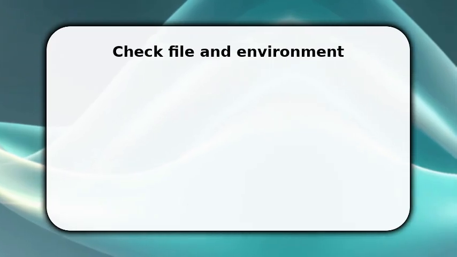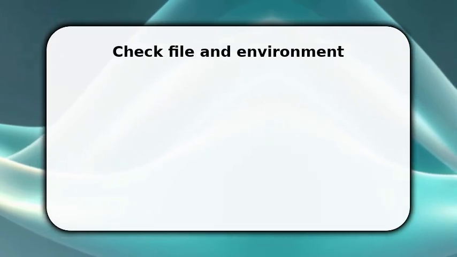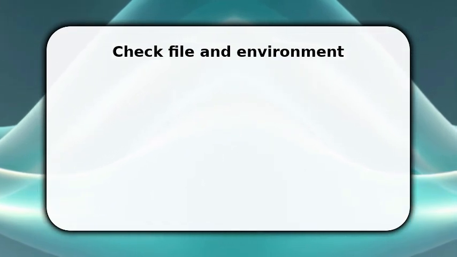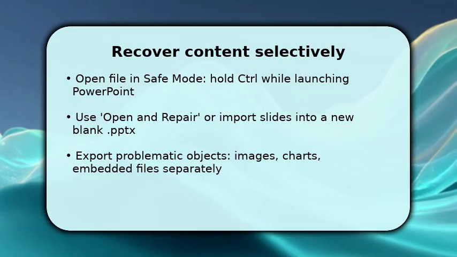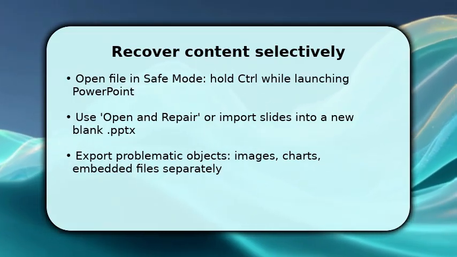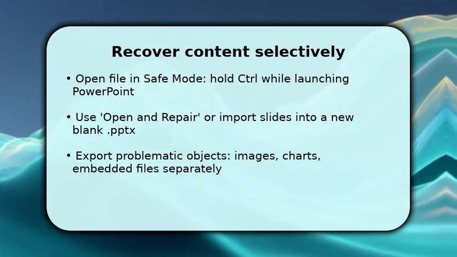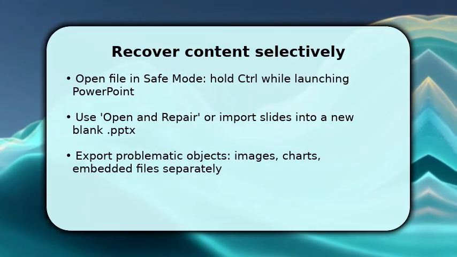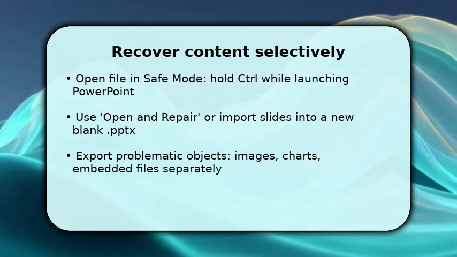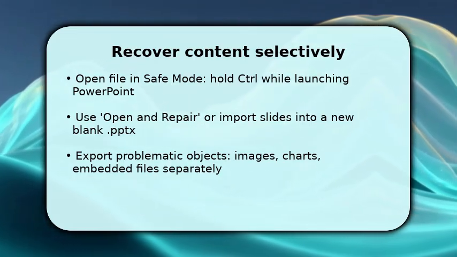If PowerPoint still flags content, we move into targeted recovery steps to preserve embedded items and slides. You now recover content selectively so you salvage what matters. Start PowerPoint in safe mode by holding Control while launching. This disables add-ins that can corrupt content. If that fails, use File Open and Repair to let PowerPoint attempt a structured fix.